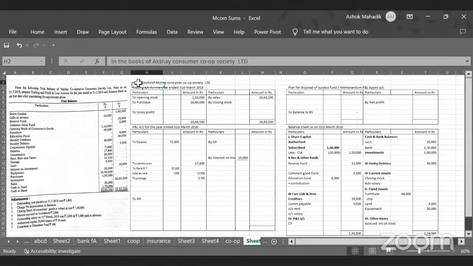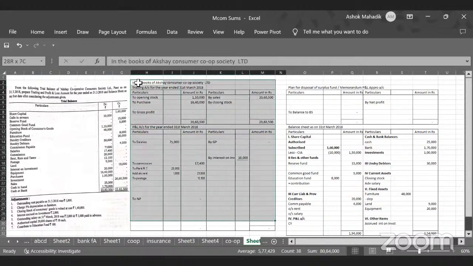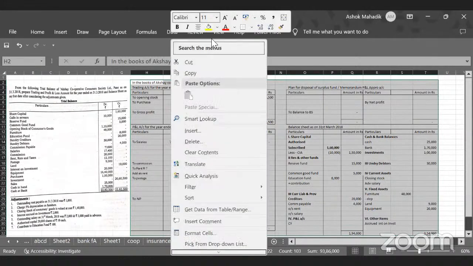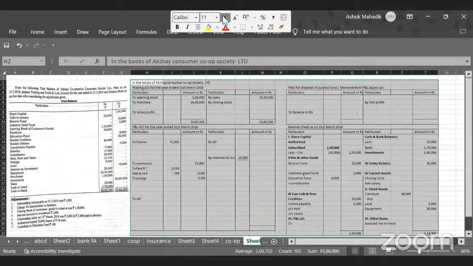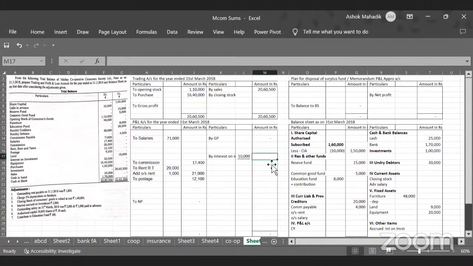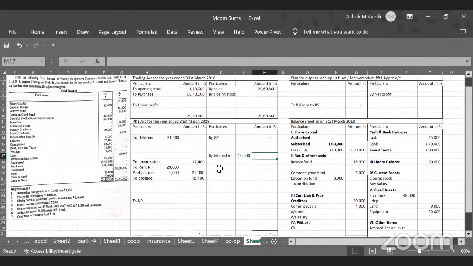Just try to increase the font size so that it is properly visible. Screen size is compact, so we have to keep it very small size, but I think this should help. Yeah, this is fine. Okay, so first adjustment done. Its second effect will go to liabilities, outstanding rent 1,000 rupees.